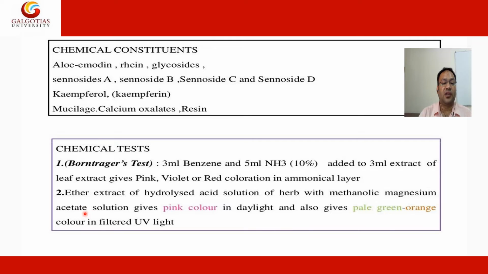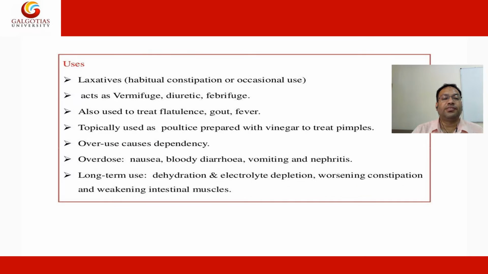The second test: the ether extract of the hydrolyzed acid solution of the herb, with methanolic magnesium acetate solution, gives pink color in daylight and also gives pale green color in filtered ultraviolet light. So these are basically specific tests for anthraquinone glycosides.